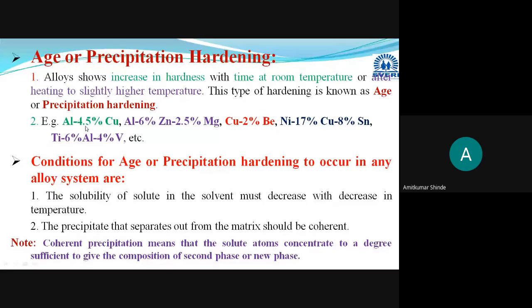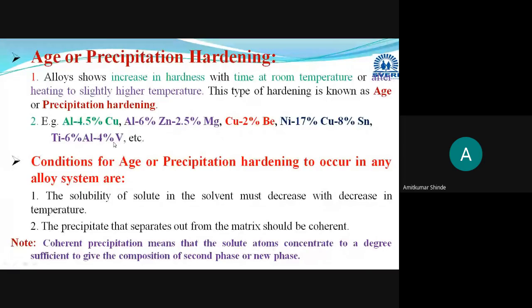Then aluminum and copper alloys, aluminum with 4.5% copper. Here the composition should be exact. At least these two examples you have already discussed in copper alloys and aluminum alloys, so that you can remember them easily. Some few examples I have added here. Aluminum with 6% zinc and 2.5% magnesium. Then nickel with 17% copper and 8% tin. And titanium with 6% aluminum and 4% vanadium.